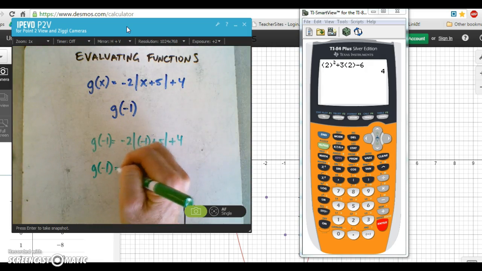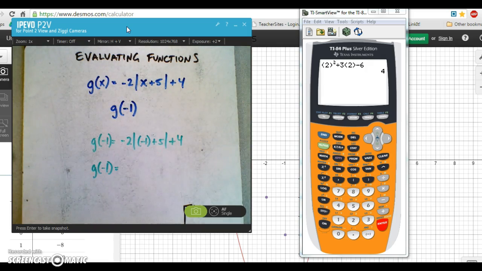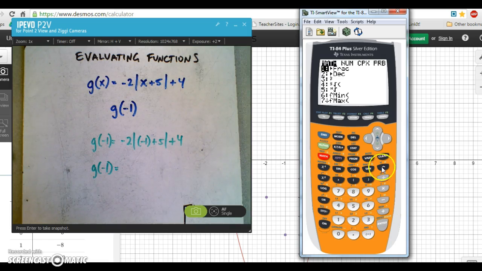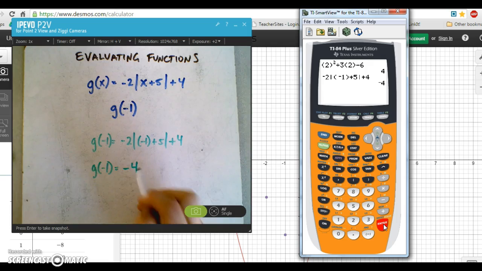Now I'm going to go to the calculator and put this in. I'm going to find out exactly what that equals. So negative 2 times the absolute value. I have to go to math, over to num, and then absolute value is the very first choice. And I'm going to have negative 1 plus 5. If you're using the old style calculator, you would have to close your parentheses here to indicate that that's everything that goes inside the absolute value signs. If you're on a newer calculator, then I use the right-hand key to get outside the absolute value signs. And then I need to put a plus 4 on there, and hit enter. Turns out it's negative 4. So g of negative 1 is negative 4.